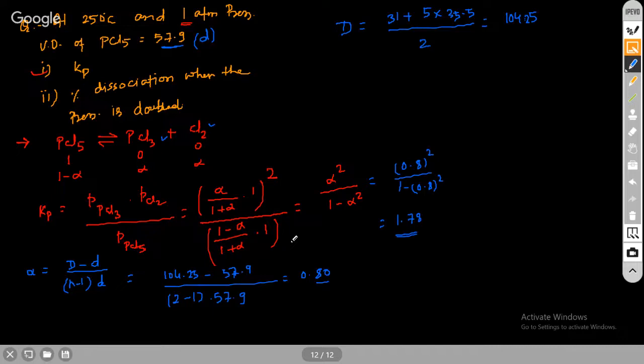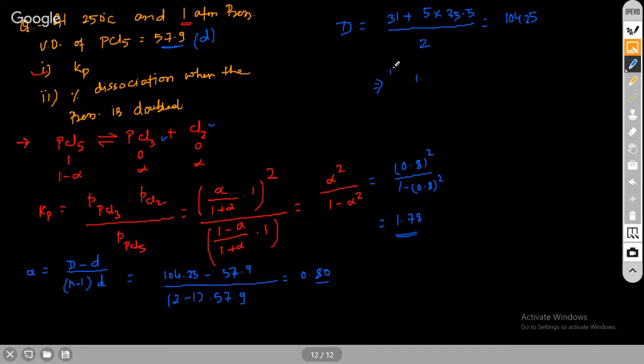Okay, so Kp, the first portion we have done. Now, percentage dissociation when the pressure is doubled. So basically here, when the pressure is doubled, this P becomes 2 atmospheric. We just have to substitute here. So here we have 2 and 2. Kp will be the same. Kp will not change. So the expression I'll write down here.